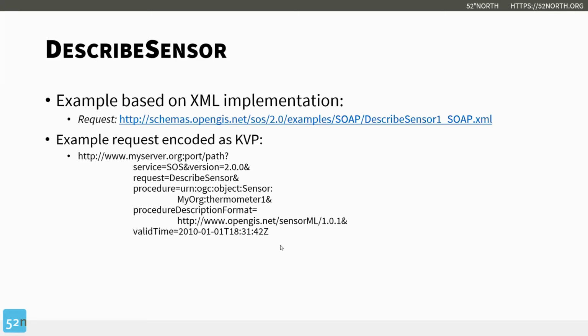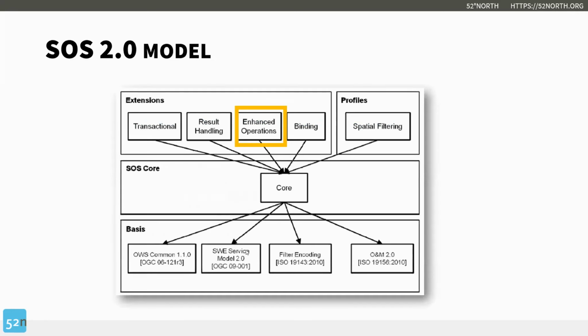So these are the core operations of SOS. You use GetCapabilities for getting a service description as a handshake, GetObservation for downloading observation data, and DescribeSensor for getting the metadata about the sensor data. That's the core. And besides that, there are some further operations which I will not introduce in too much detail right now. So we have the so-called enhanced operations, which give you, for example, the GetFeatureOfInterest operation to download geometries of the measurement stations, for example, for creating a map of all features for which you have data.